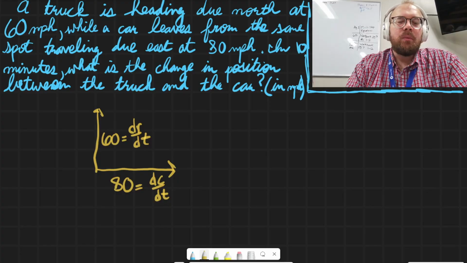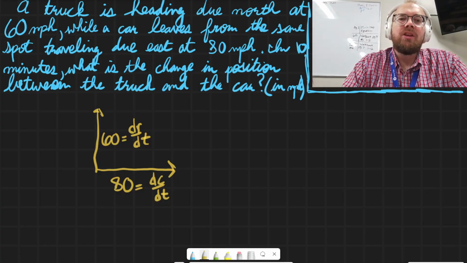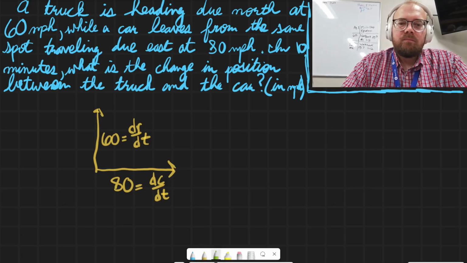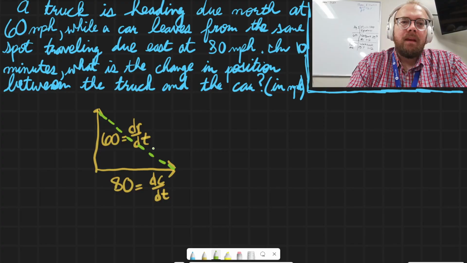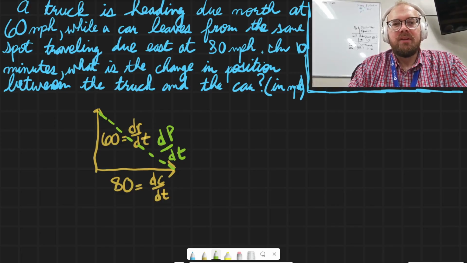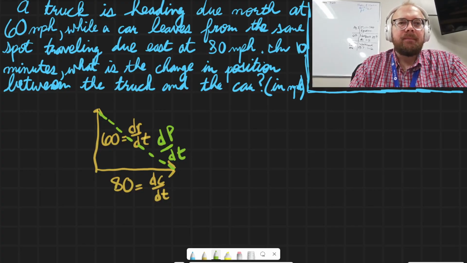In 10 minutes, what is the change in position? Well, if we want the change in position, then that would be the straight line distance. So that would be here, the straight line change in position. So we'll call that dp dt, change in position of p, so change in position with respect to time.